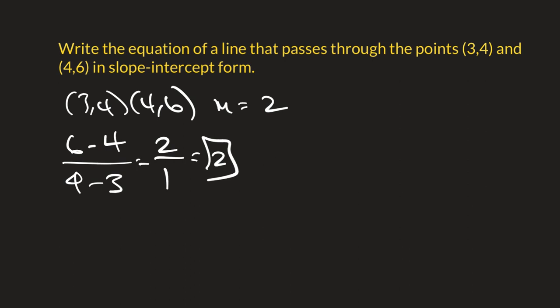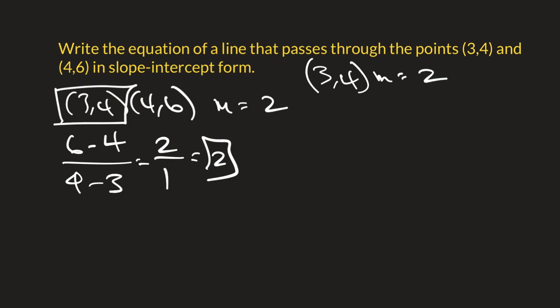Now, here's the information that we have. We know the slope is 2. We also have 2 points that are on this line. To use point-slope form, we need a point and a slope. Guys, which point do you want to use? You get to choose. Do you want to use the point 3, 4, or do you want to use 4, 6? It doesn't matter. We're going to use the point 3, 4 and a slope of 2.